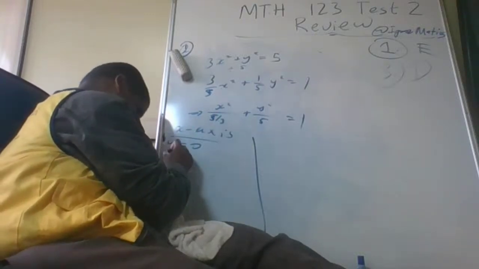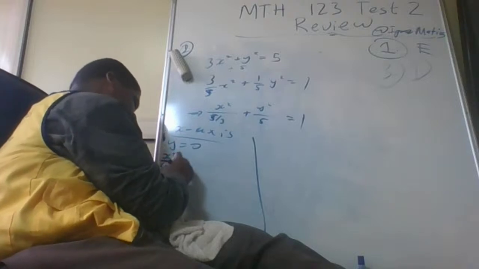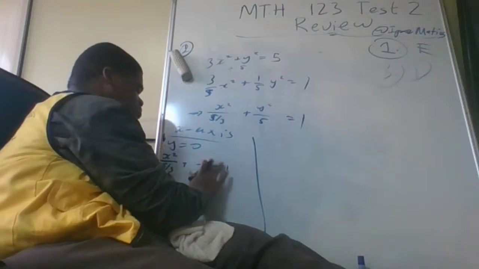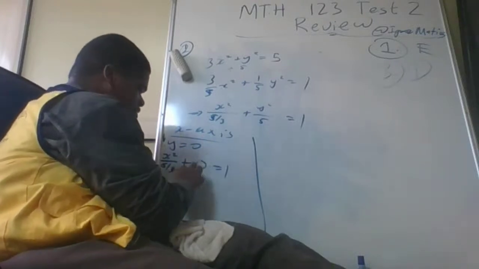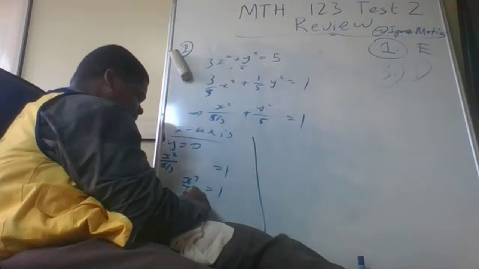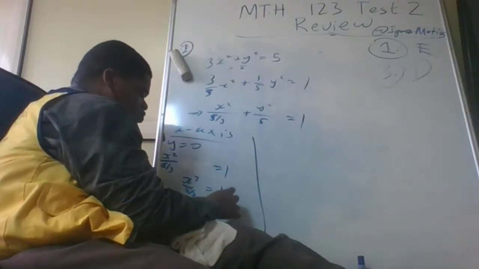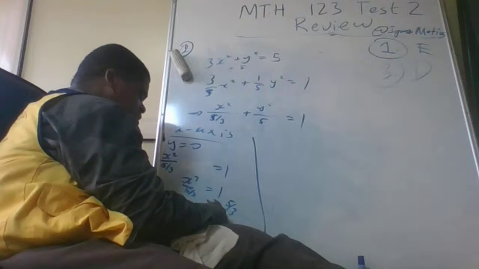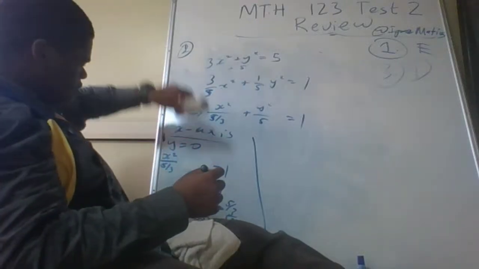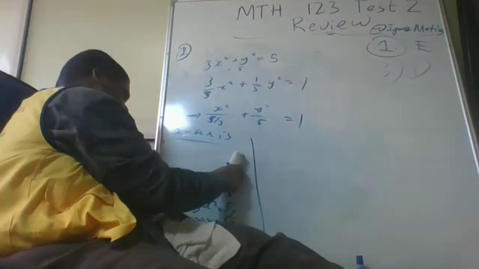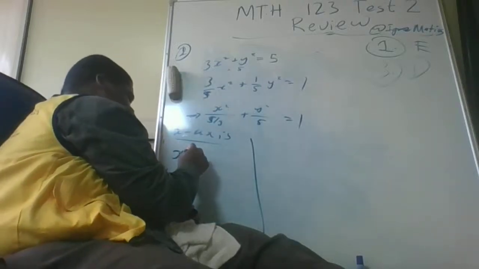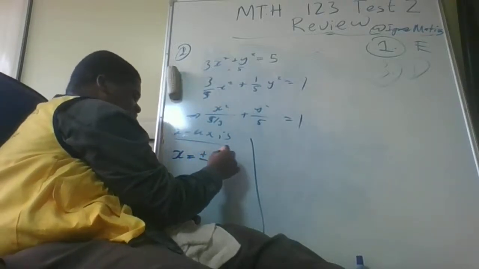If y is equal to 0, you have x squared divided by 5 over 3 plus 0 divided by 5 is equal to 1. 0 divided by 5 is just 0, and plus 0 is just nothing. So we just have x squared divided by 5 over 3 is equal to 1. This implies that x squared is equal to 5 over 3. Therefore, x is equal to plus or minus the square root of 5 over 3.